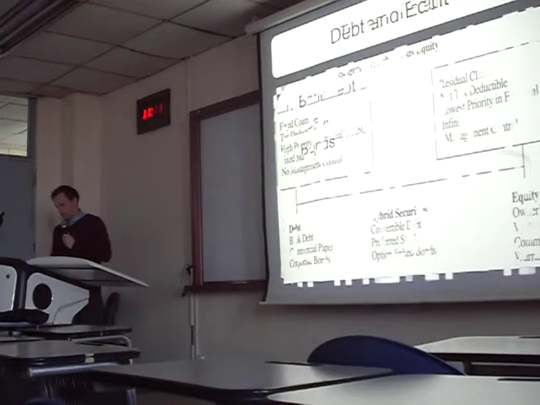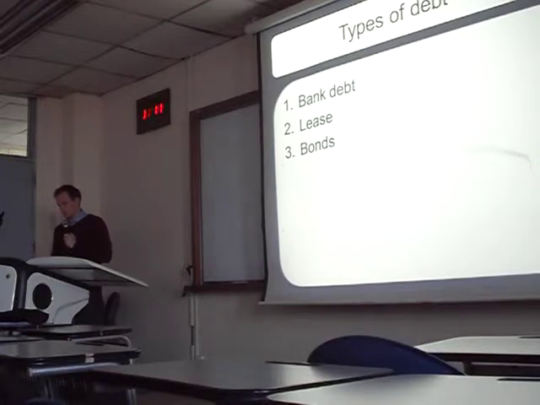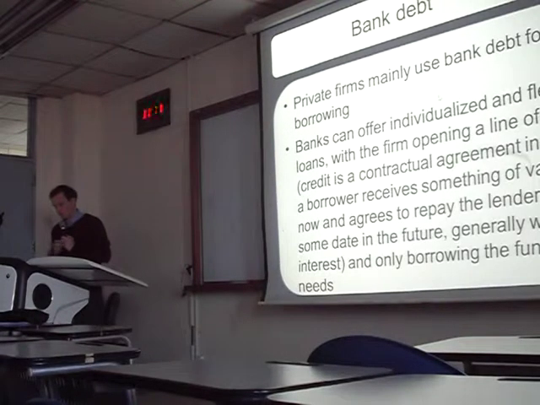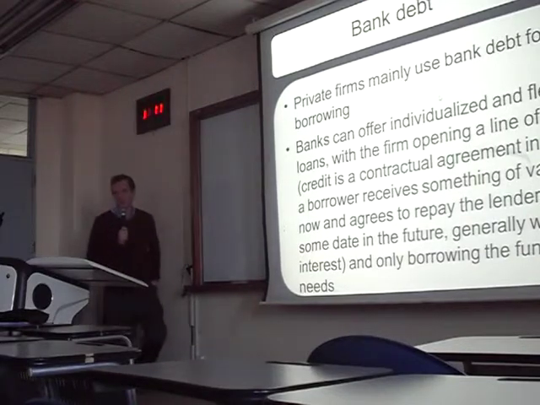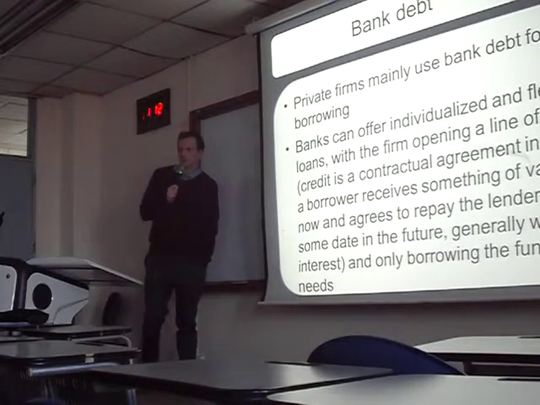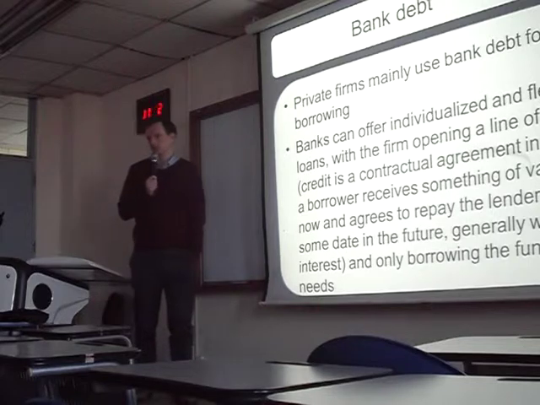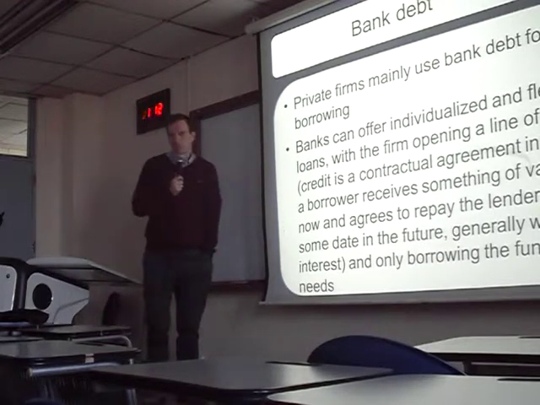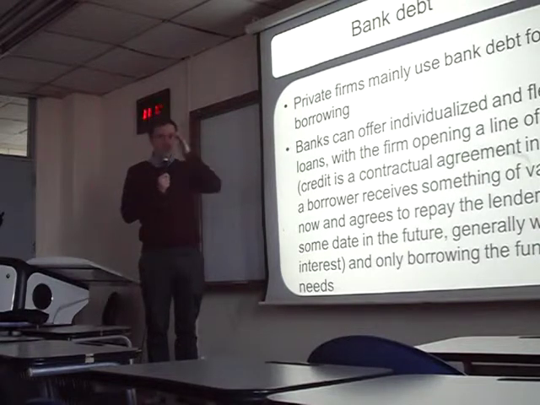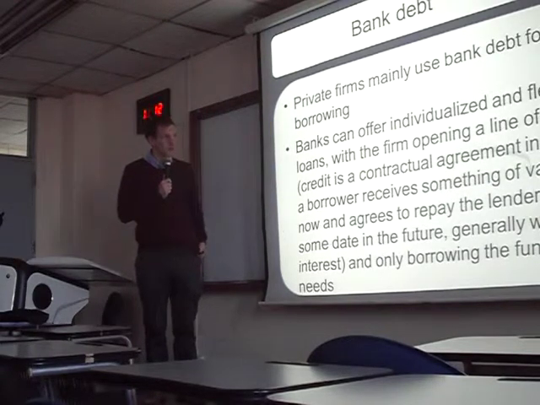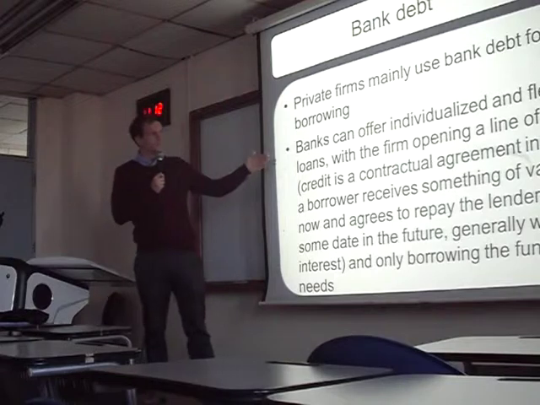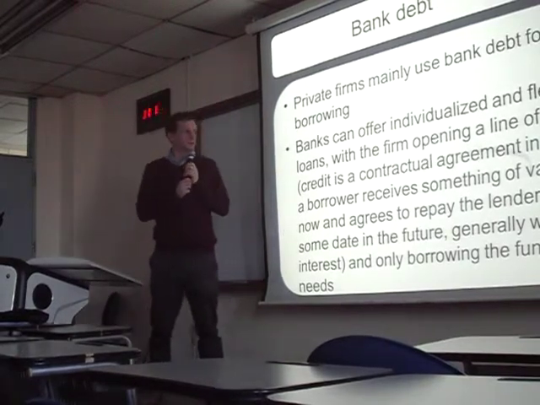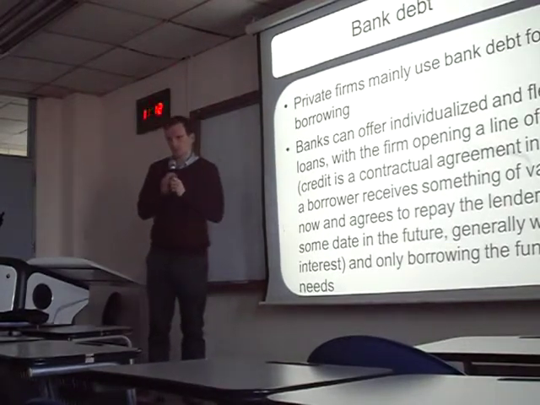So we're going to look at some different types of debt. Bank debt, lease, and bonds are the three main types of debt. The easiest one to understand is bank debt, right? Debt, Schuld, you get a loan from the bank. Private companies mainly use bank debt for their borrowing. Why? Banks can offer individualized and flexible loans.